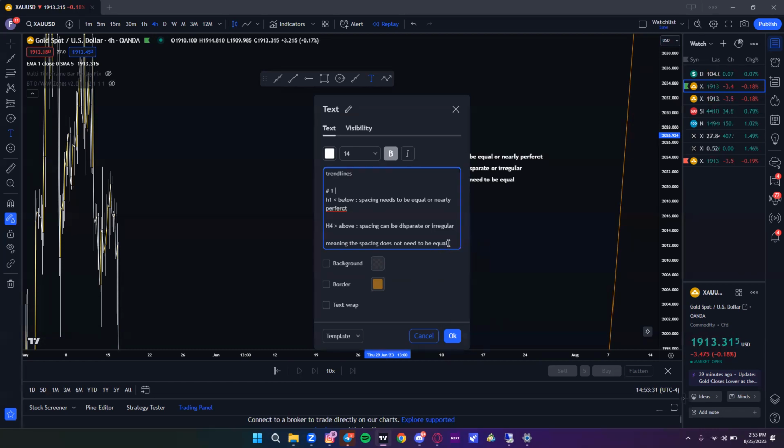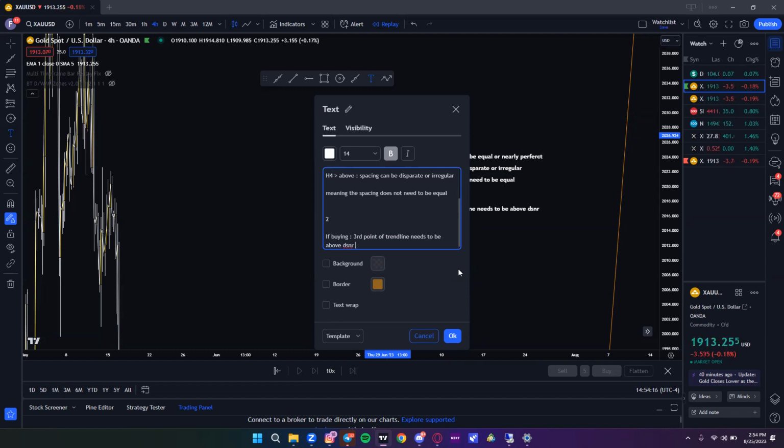Rule number 2 is if buying, then the third point of your trend line needs to be above your SNR level. I'll show you an example of this in just a moment.